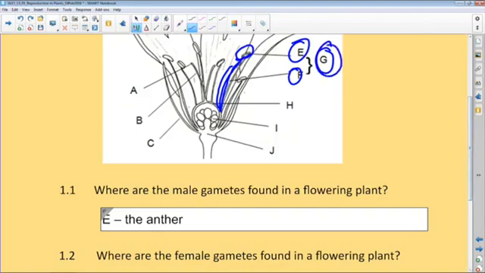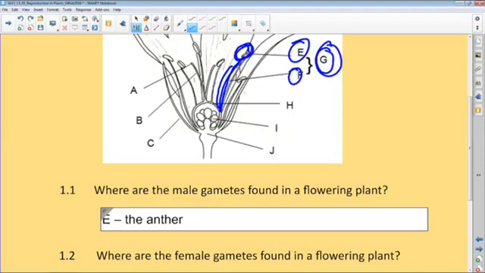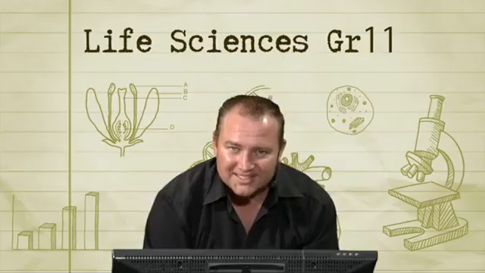Because remember, the male part is the stigma and the anther and the filament. The anther and the filament, right? Now, the anther is that little sac over there, and the filament holds the anther up. Okay, so it's found inside the anther or on top of the anther. Okay, in actual fact, it's found inside the pollen grain on top of the anther. That's quite cool, isn't it? Right, so let's have a look at the next question.